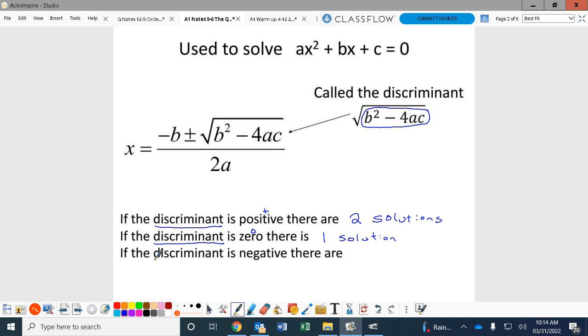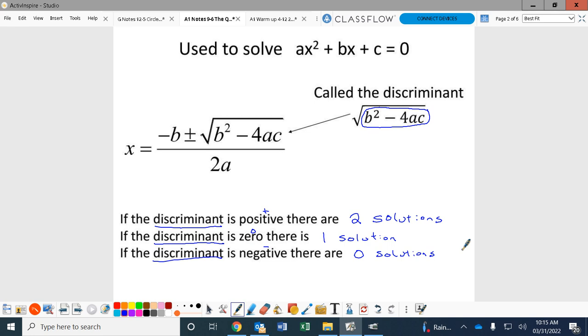Now, if the discriminant is negative, grab your calculators. Do 5 negative and hit the square root button. Doesn't work, does it? You can't take a square root of a negative number. It's not possible until you get into what's called imaginary numbers, but we're not dealing with that. That's not till Algebra 2. Okay? So this is going to have 0 solutions. So if the thing under the radical, that discriminant, is negative, there are no solutions at all.